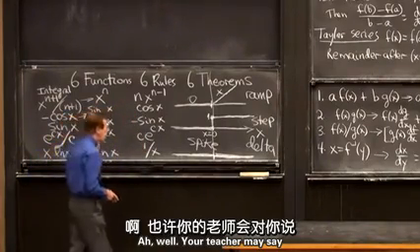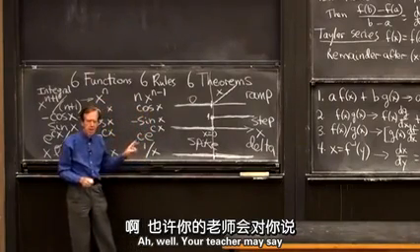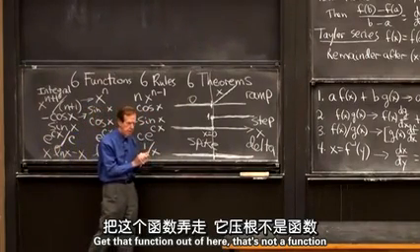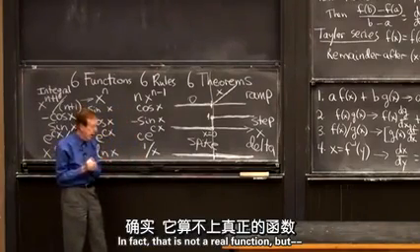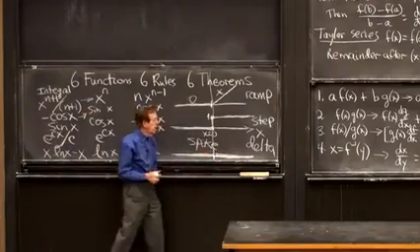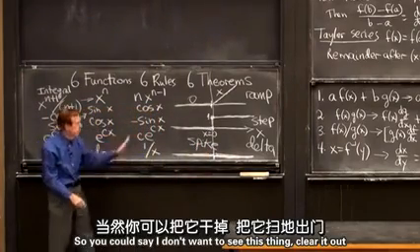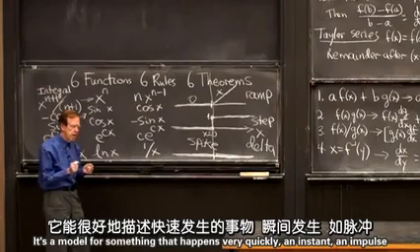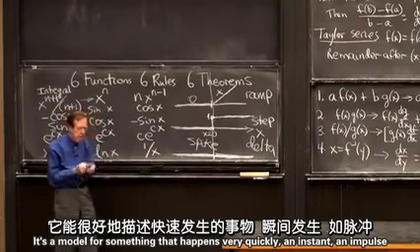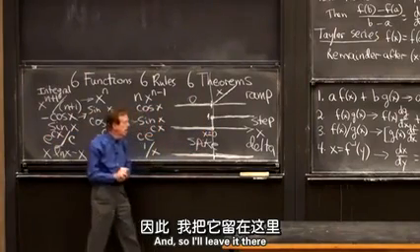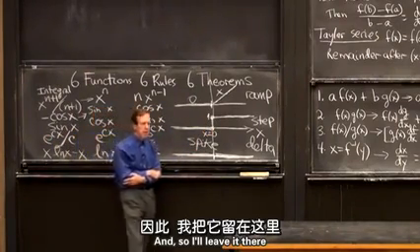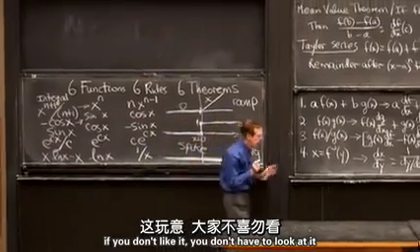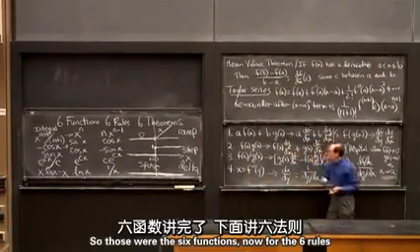Well, your teacher may say, get that function out of here. That's not a function. And I'm afraid that's a true fact, that it's not a real function. So you could say, I don't want to see this thing. Clear it out. But actually, that's very useful. It's a model for something that happens very quickly, an instant, an impulse. And so I'll leave it there. But I'll go on. So if you don't like it, you don't have to look at it. Okay. So those were the 6 functions.